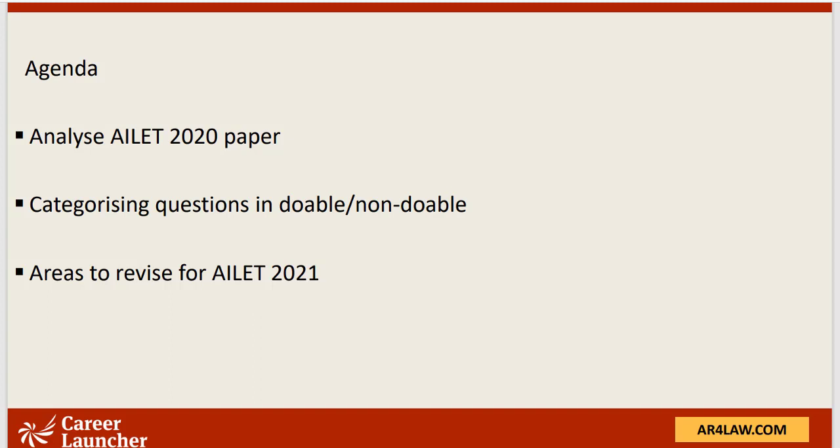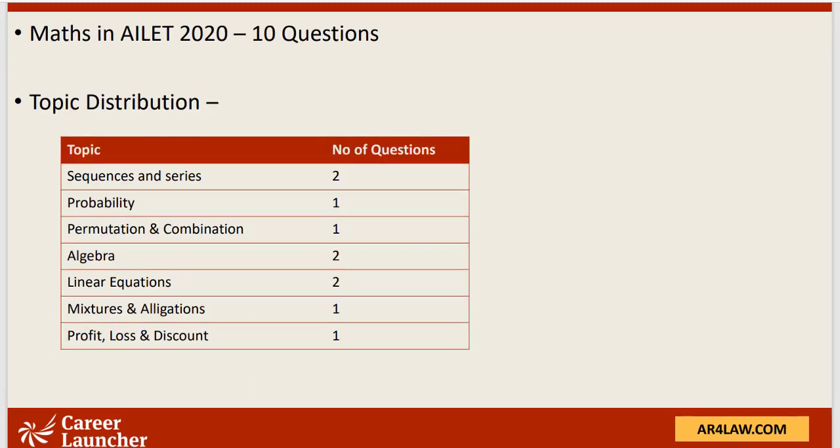So if we look at the topic wise distribution of the 10 questions that were asked under the math section in ALET 2020, we would see predominantly modern maths has taken a lot of chunk of those 10 questions, as there were two questions from sequences and series, one question from probability, one on permutation and combination, and two from algebra. So six questions coming up from modern maths and 4 coming up from your basic arithmetic, 2 on linear equations, 1 on mixtures and alligations, and 1 on profit loss discount.